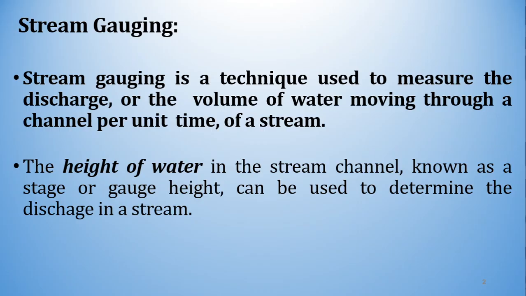What is stream gauging? Stream gauging is a technique used to measure the discharge, or the volume of water moving through a channel per unit time of a stream. I will repeat the sentence. Stream gauging is a technique used to measure the discharge or the volume of water moving through a channel per unit time of a stream. The height of water in the stream channel, known as stage or gauge height, can be used to determine the discharge in a stream.